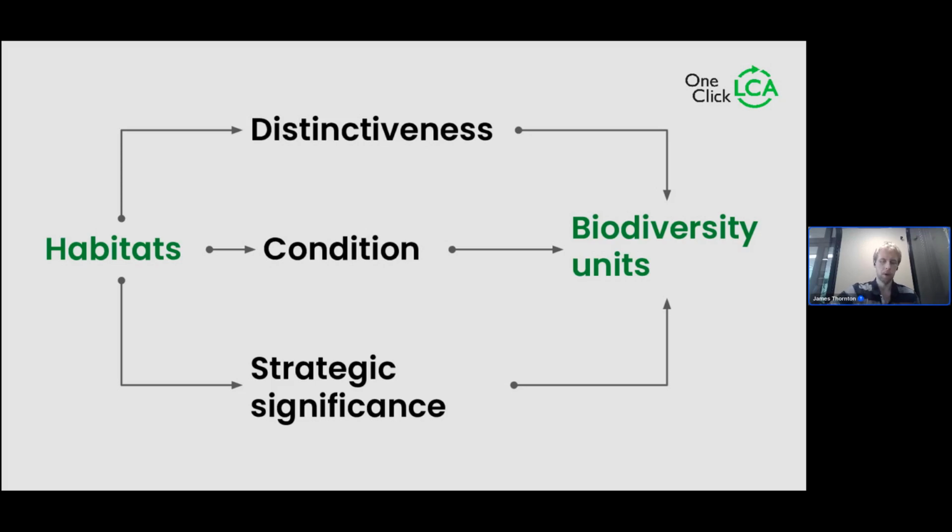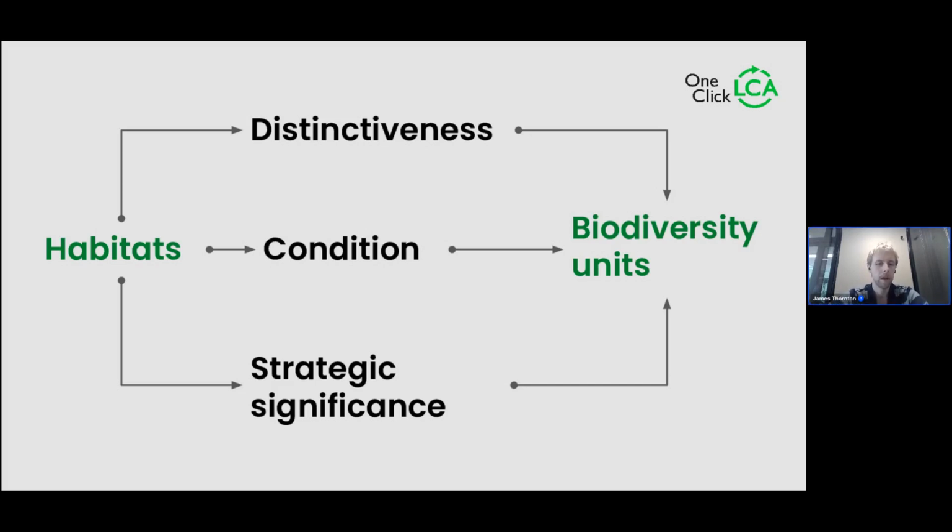So condition is the process of comparing the habitat that you have on site with an ecological optimum example of that same habitat. So if we know what the perfect example of that habitat is, we can define some criteria that describe it, and then we measure the habitat that we're looking at against those criteria.